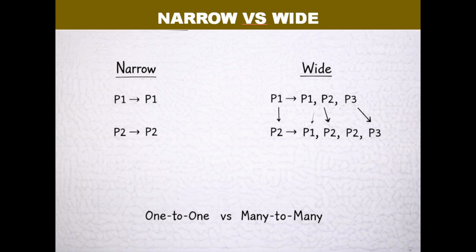In a narrow dependency, one output partition depends on a small number of input partitions, often just one. Spark can process these transformations locally without moving data across executors. Examples include map, filter, and flat map. In a wide dependency, one output partition may depend on data coming from many input partitions. That means Spark must pull data from multiple executors. That is where network transfer begins. And that is where shuffle cost begins.